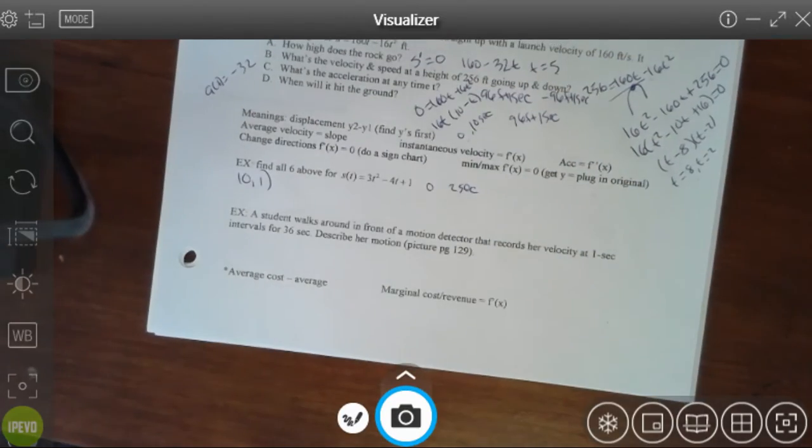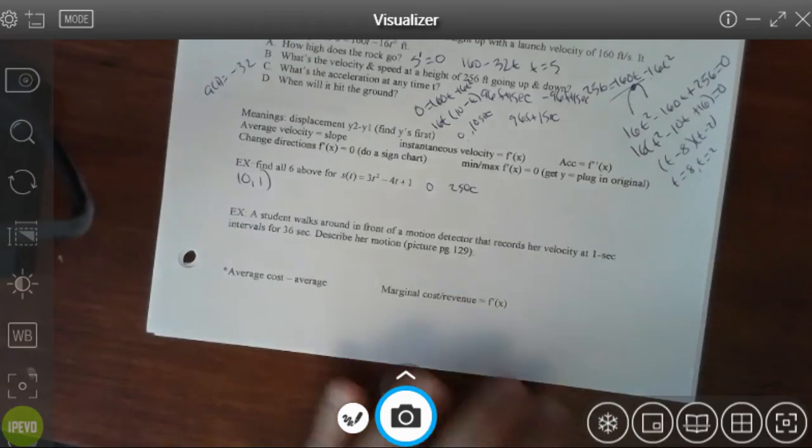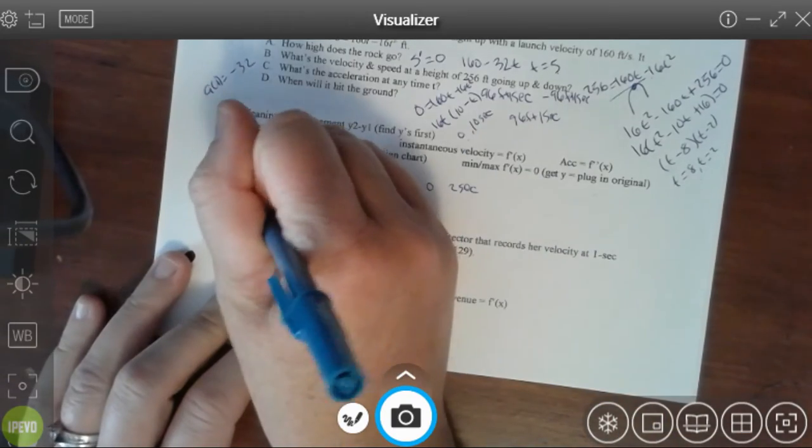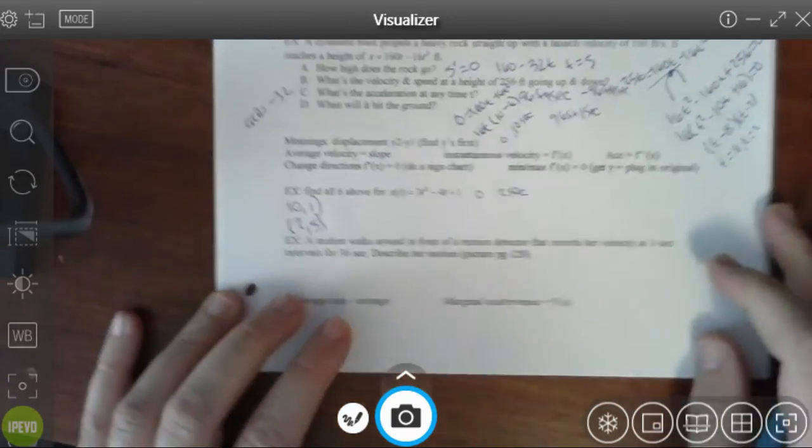So 3 times 2 squared minus 4 times 2 plus 1. So I got out 5. So I plugged in 2 and I got out 5. I guess I could have done that without a calculator. I don't know what I was doing.